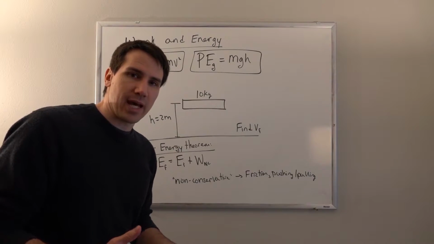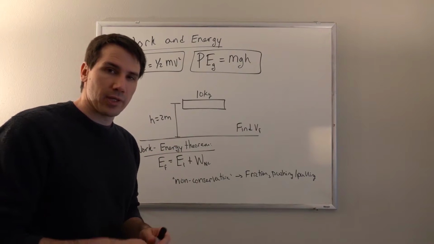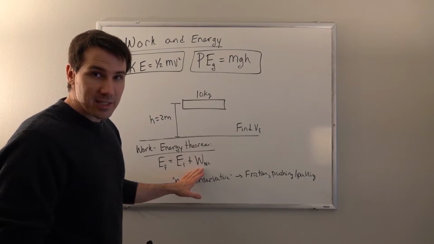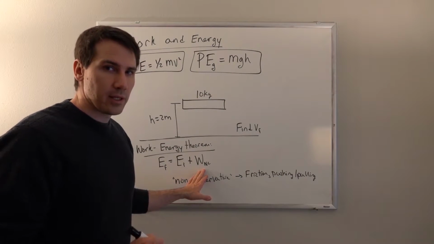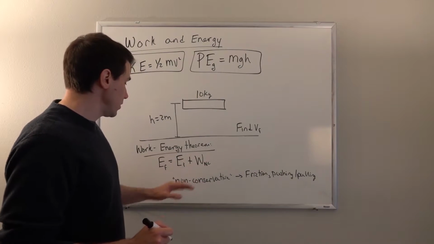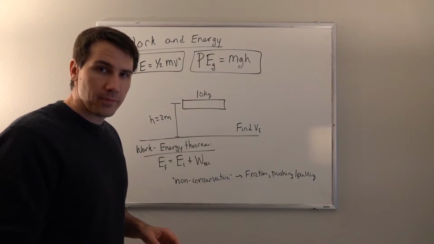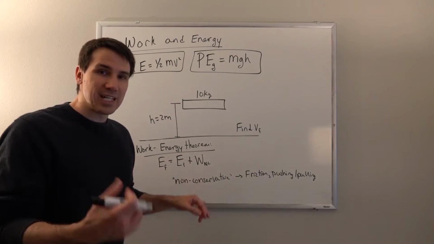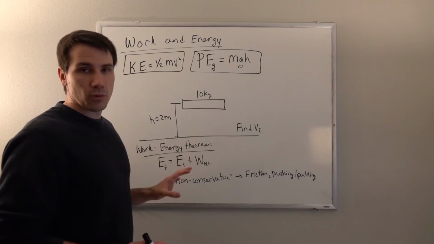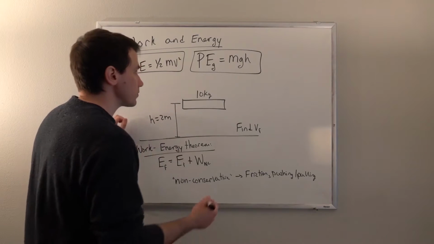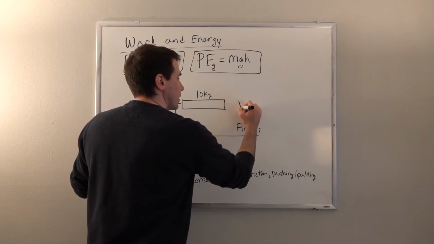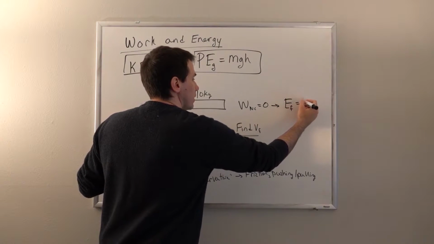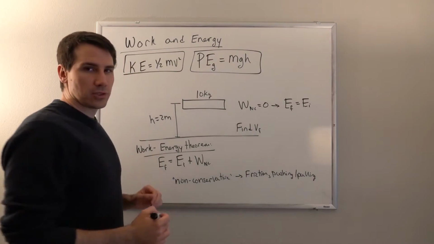But in the absence of that, and in dropping our pen, we are ignoring friction and air resistance and any kinds of non-conservative work things, that term is going to be 0. Often, but not always, the non-conservative work term in our work energy theorem will be 0. So without that term, we just get that the final energy of our object equals the initial energy of our object, and that's what we're going to work with here. So we know in this case that the work done by non-conservative forces is 0, which means that the final energy of the pen must equal the initial energy of the pen.